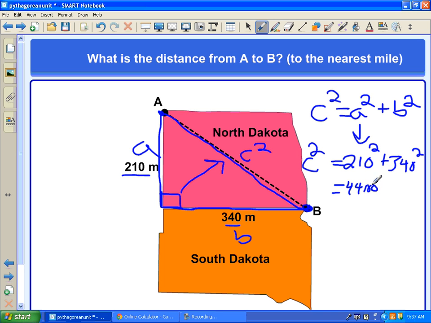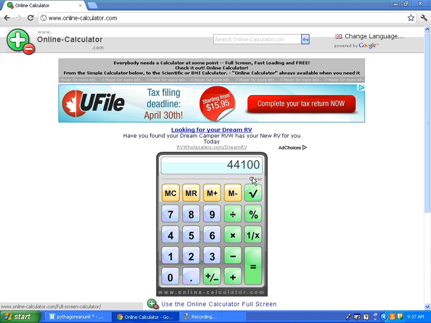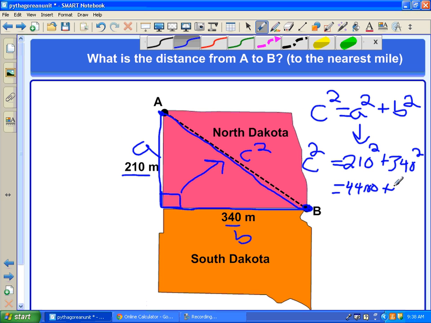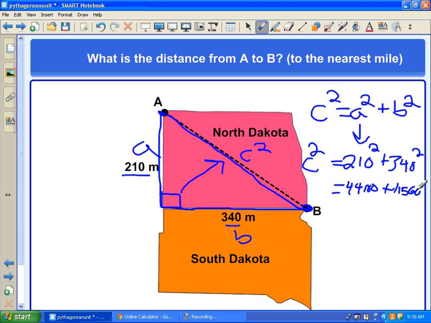44,100 plus, what's 340 squared? So let's go down here and do 340 squared. So I'm going to times it by 340 again. 115,600. You can see we're working with some pretty big numbers. Now we're going to have to add that up to each other.